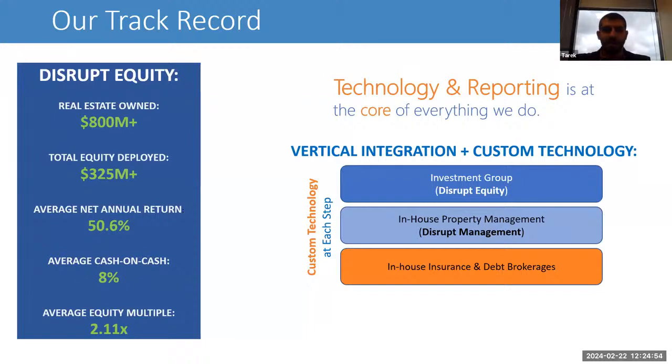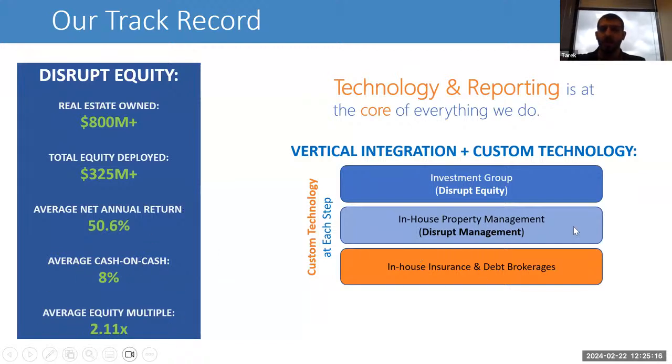We like to err on the side of caution, underwrite very conservatively, and assume the worst case scenario. And if we can fare well through the worst case scenario, when times are good in the market, we expect to outperform that expectation. And along the way, we've provided on average about 8% cash on cash. That's what most people want. And a total equity multiple return on average of about 2.11x over the life of the deal.